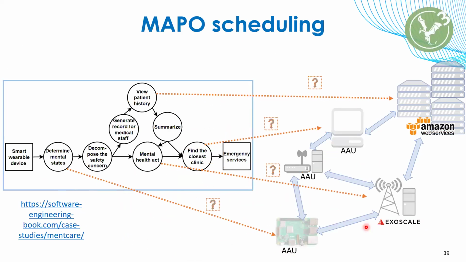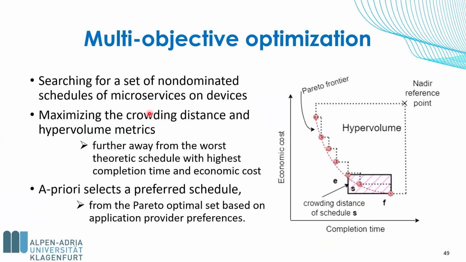Then, based upon this communication in between the microservices, it was required, based on the MAPO scheduling, to decide how to allocate the resources and schedule the application components, like the microservices, over the computing infrastructure. Mainly, the application that you can observe here is the mental health application, which is an IoT-based application, and it is used in several UK-based hospitals.